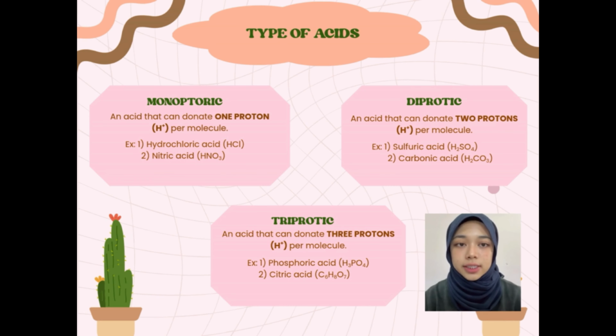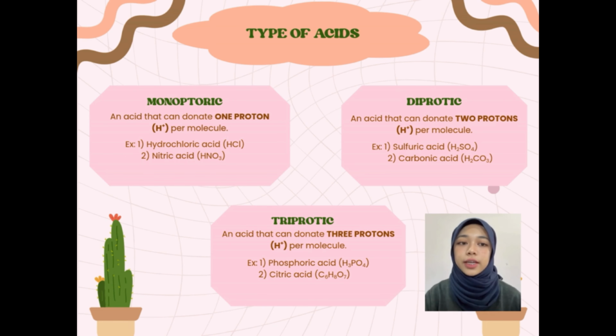Lastly, types of acids. A monoprotic acid can donate 1 proton per molecule. For example, hydrochloric acid, nitric acid, and acetic acid. Next, a diprotic acid can donate 2 protons per molecule. For example, sulfuric acid, carbonic acid, and oxalic acid. Lastly, a triprotic acid can donate 3 protons per molecule.